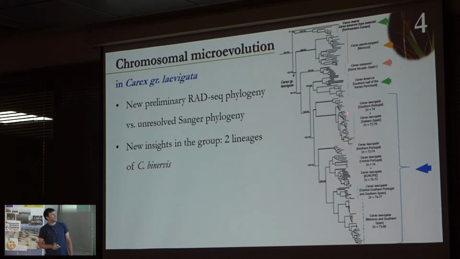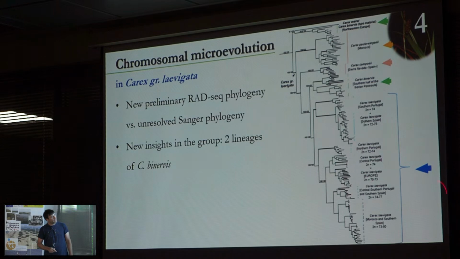clade here with populations from southern Portugal and southern Spain with chromosome numbers from 72 to 74. And this clade with populations here from northern Portugal with a range of chromosomes from 72 to 74. So this clade here from central Portugal and northern Europe with a range of chromosomes from 70 to 74. And this last clade, which is from Portugal, southern Spain, and also northern Morocco, with a range of chromosomes from 73 up to even 84 chromosomes.